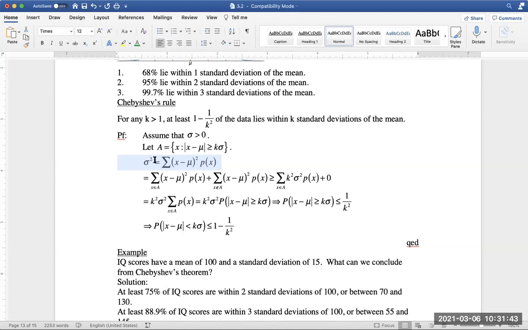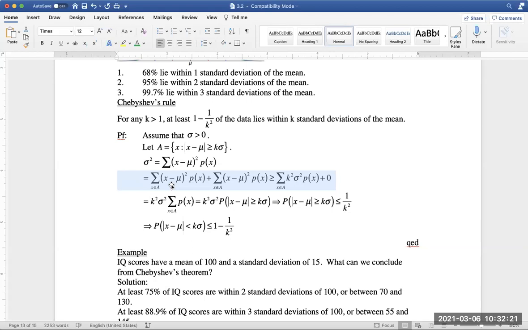So sigma squared is the sum of (x minus mu) squared over N, or we can write it as the sum of (x minus mu) squared P of x. Let me divide the sum up into two pieces, where either you're in A or you're not in A. So the sum for x in A of (x minus mu) squared P of x, plus the sum for x not in A of (x minus mu) squared P of x.